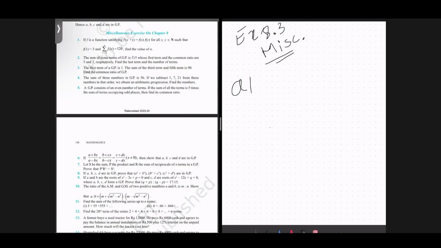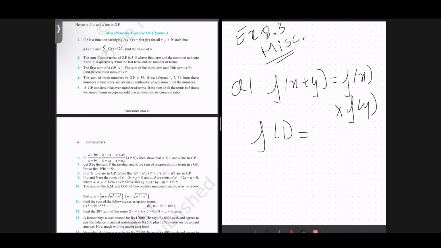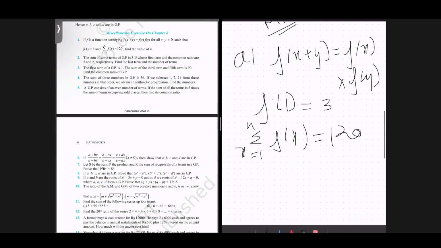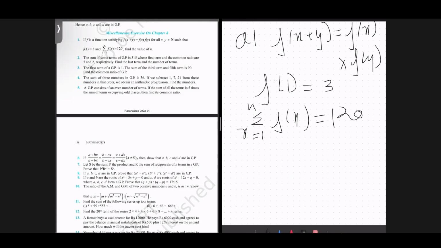Right. So we have been given that f of x plus y is equal to f of x into f of y. f of 1 is given to us as 3 and the summation of f of x, x equals 1 up until n, is going to be 120, as has been told to us. Right. So let us first plug in smaller values of x and y into the functional equation that has been given to us, and see what we get.